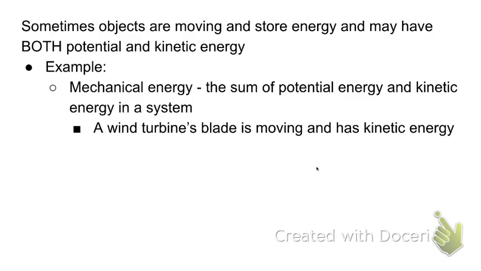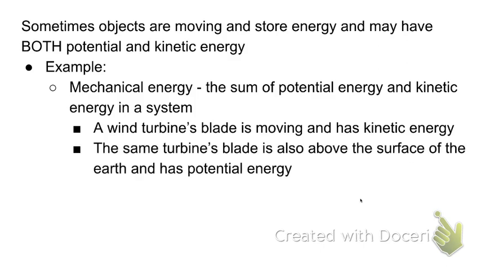A wind turbine's blade is moving, okay? So that means it must have kinetic energy. But that same turbine's blade is also above the surface of the Earth, which means because of its position, it also has some stored potential energy. So we would combine that energy together for that machine and call that its mechanical energy.